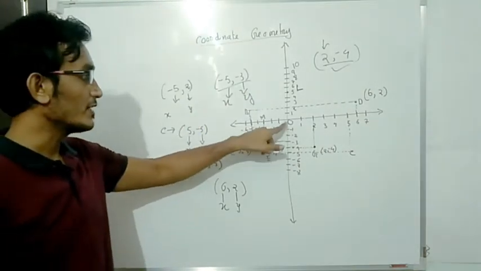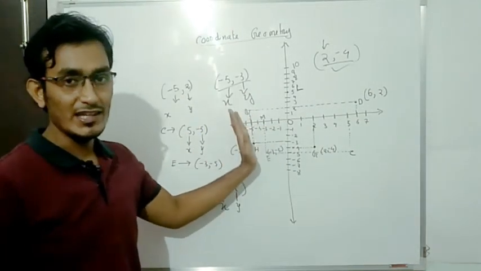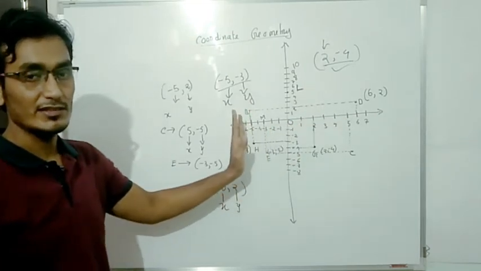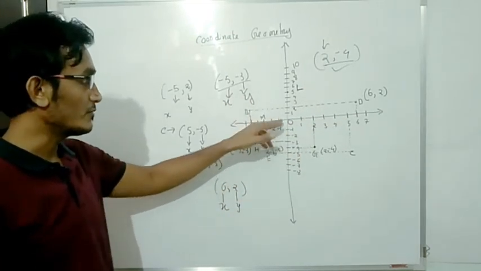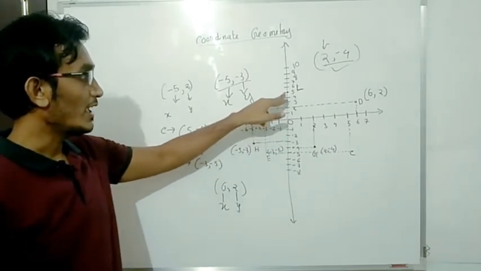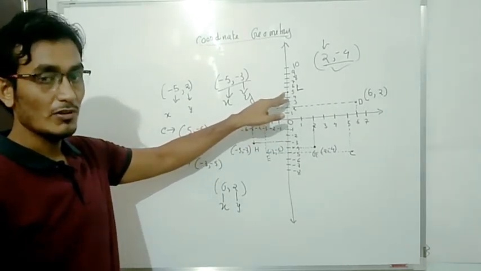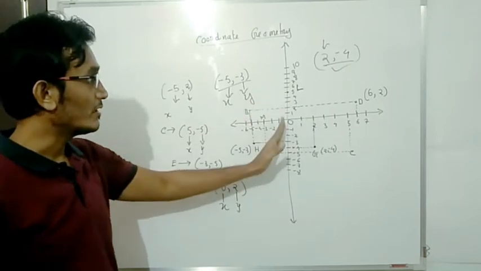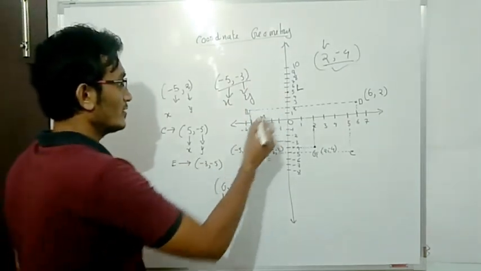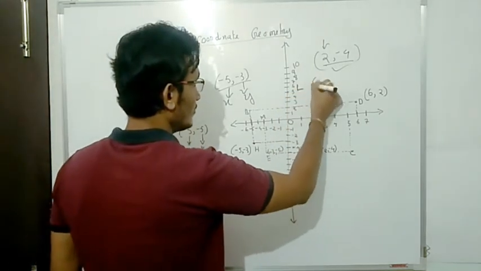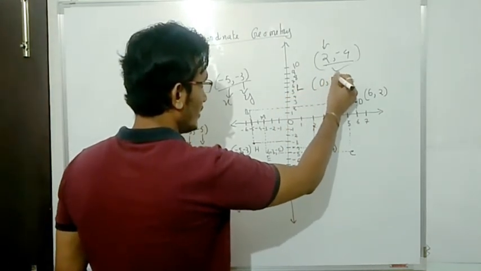Since we are starting from O, we are not moving in the positive x-axis or the negative x-axis. We are directly moving to the point L, that means to the point 5 on the positive y-axis. So the value of x should be 0 and the value of y should be plus 5.